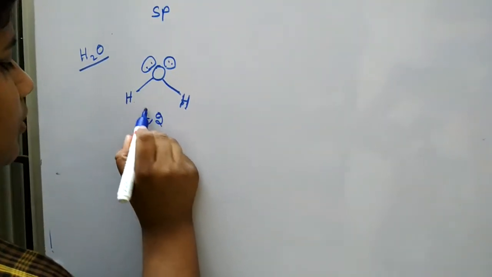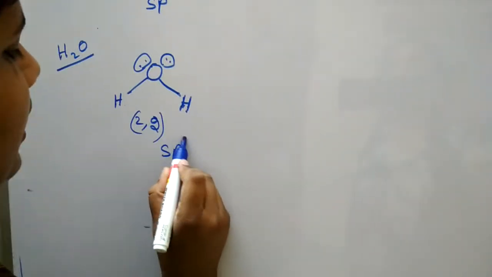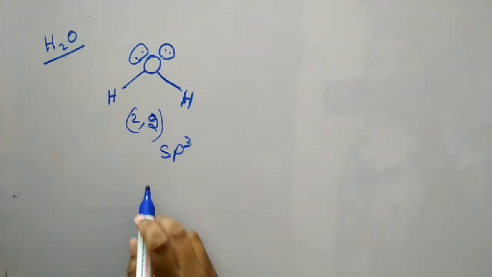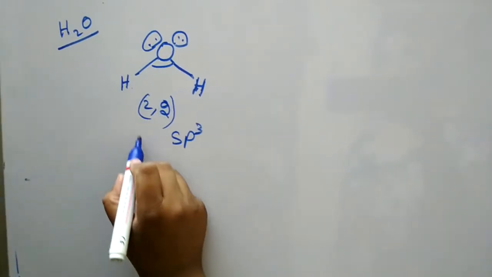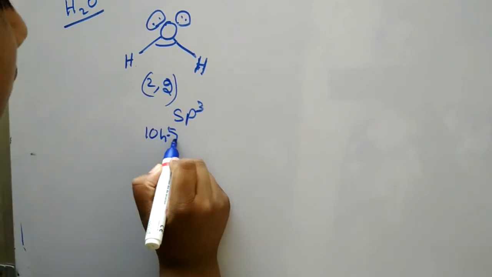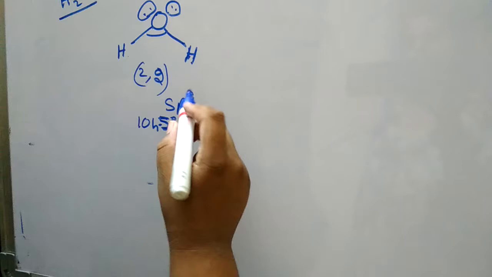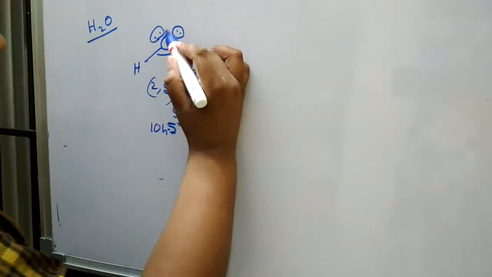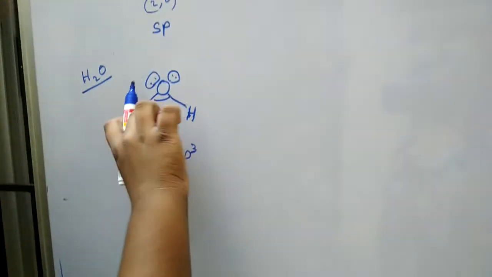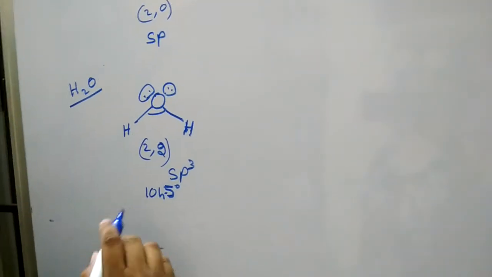Since it has 2 bond pairs and 2 lone pairs, it acquires a hybridization of sp3 and this angle is 104.5 degrees. Actually, any molecule with sp3 hybridization should have 109.5 degrees, but due to the presence of lone pairs, they repel the bonds. So the bond angle gradually decreases.